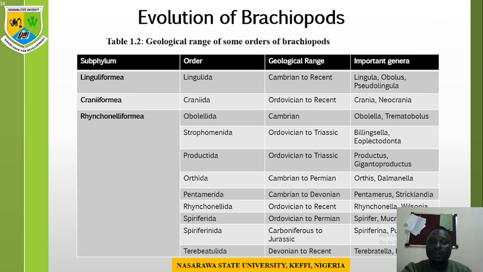So we have, of course, the Spiriferida, where the range is between the Ordovician to Permian, and we have important genera such as Spirifer and Macrospirifer. Then we have the order Terebratulida, the geological range between Devonian to recent, and we have important genera such as Terebratella and Magellania.